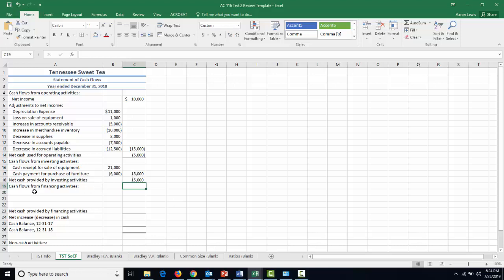Now we're on to our cash flows from financing activities. Actually, back this up. You don't need this one right here. We'll instead do this here. I apologize.